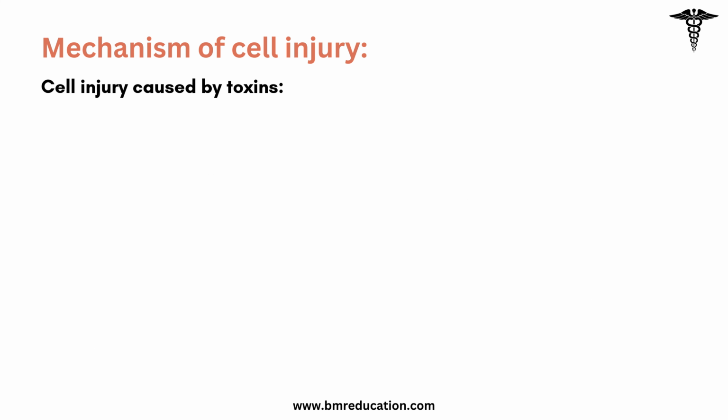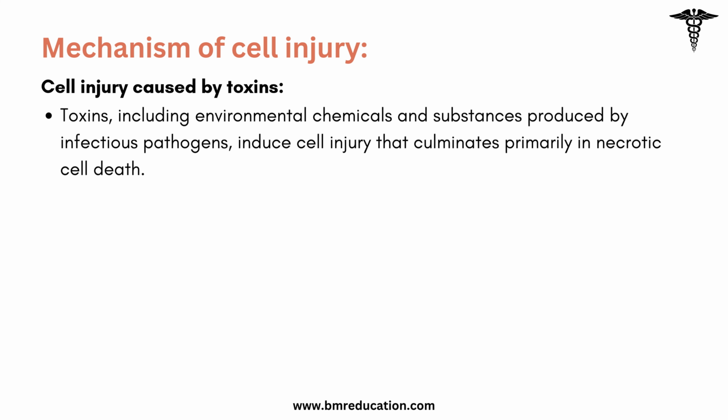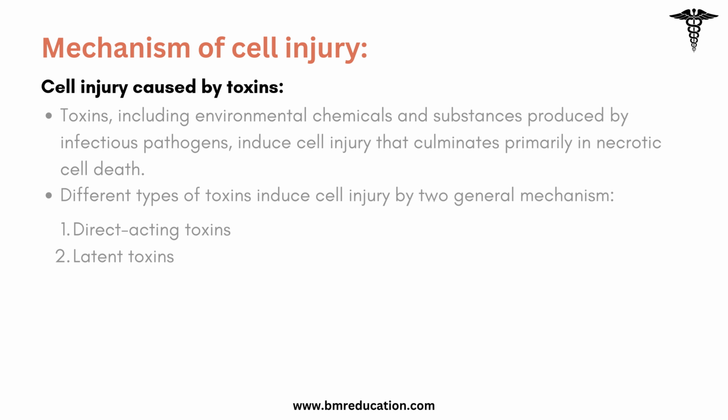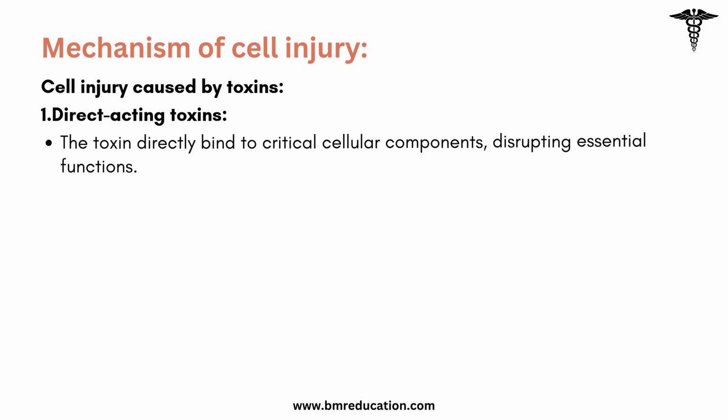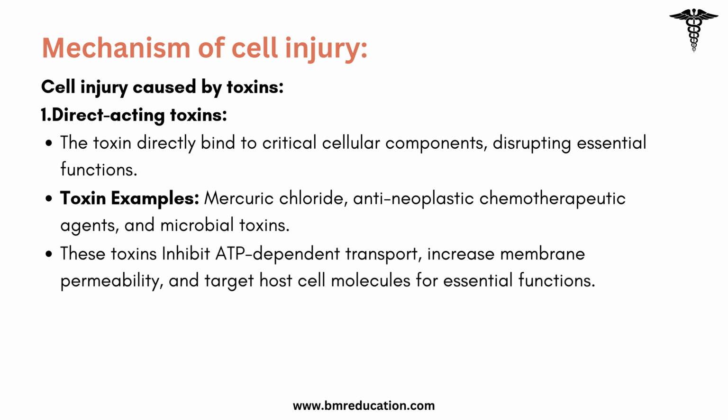Next, cell injury caused by toxins. Toxins, including environmental chemicals and substances produced by infectious pathogens, induce cell injury that culminates primarily in necrotic cell death. Different types of toxins induce cell injury by two general mechanisms. Direct-acting toxins directly bind to critical cellular components, disrupting essential functions. These include mercuric chloride, anti-neoplastic chemotherapeutic agents, and microbial toxins. These toxins inhibit ATP-dependent transport, increase membrane permeability, and target host cell molecules for essential functions.